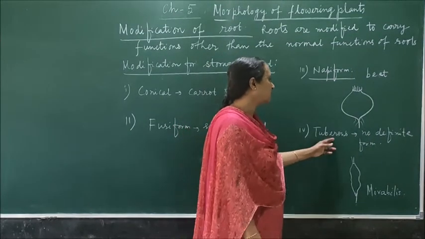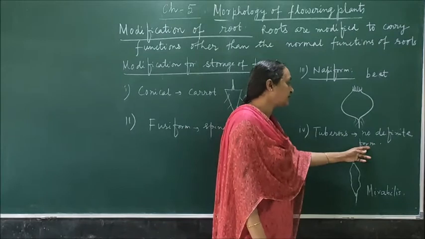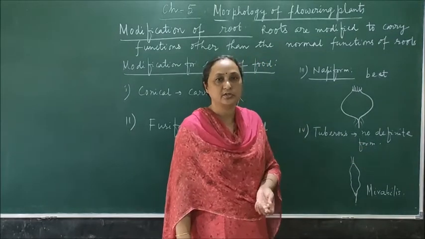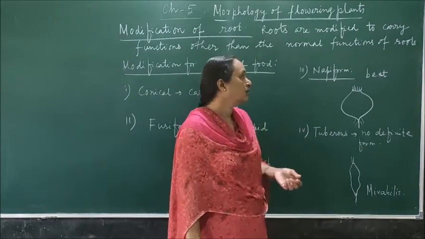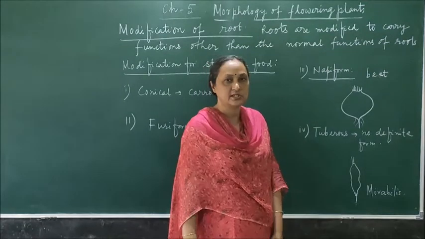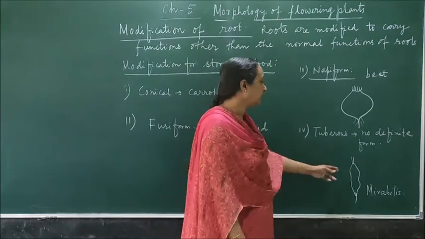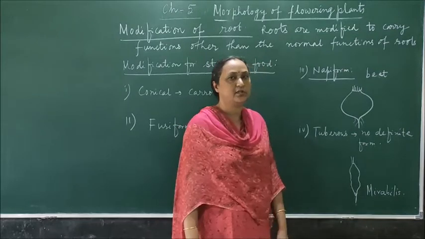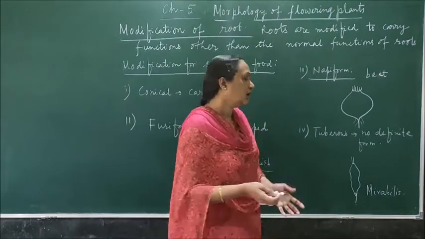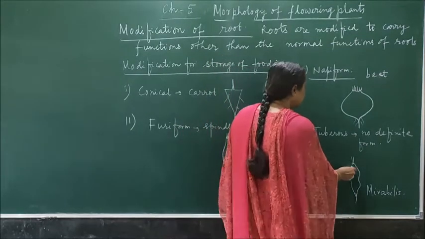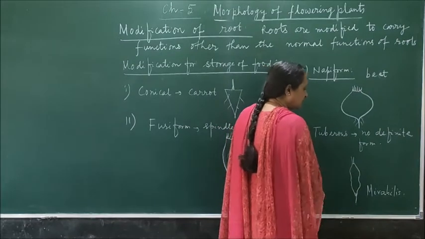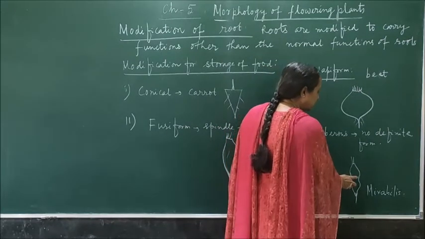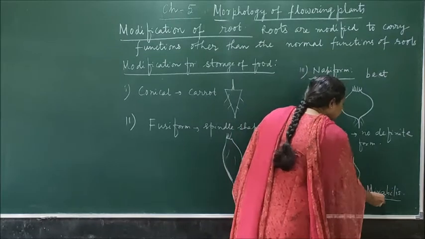And the tuberous root, you can find there is no definite shape. As in the conical, there is a particular shape, or in the napiform, there is a particular shape always maintained. But here it is irregular in shape. There is no particular shape, it takes some kind of shape. And why is it swollen? Because food material is stored. For example, Mirabilis.